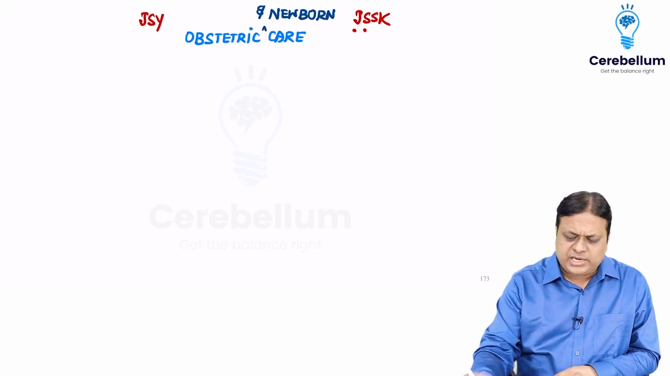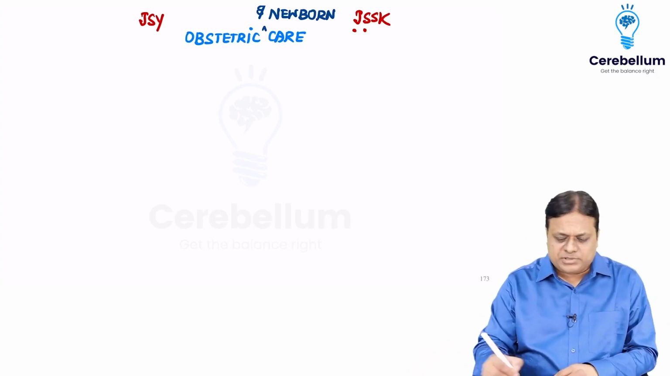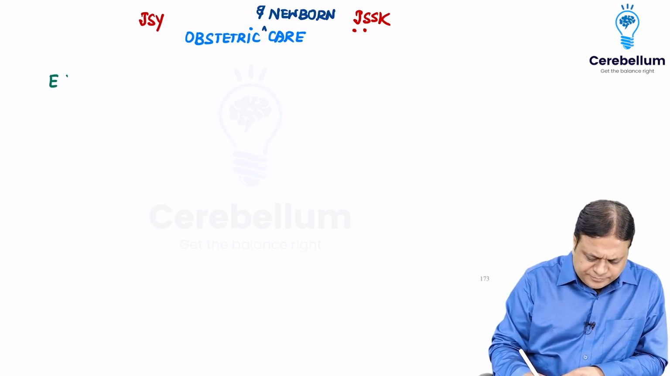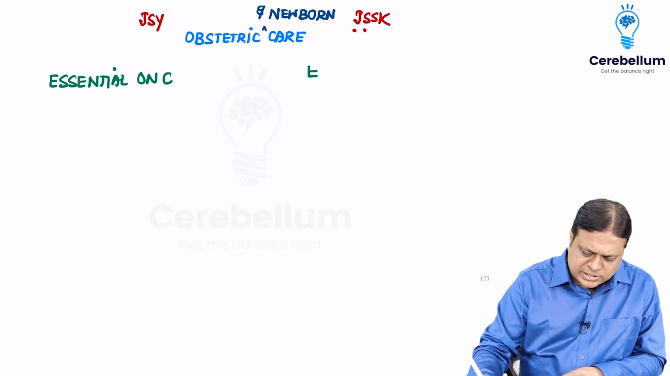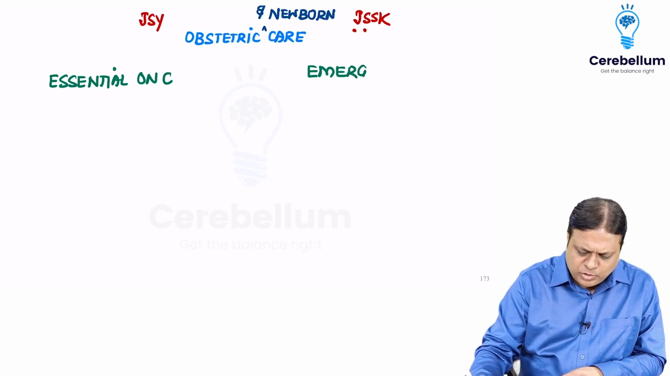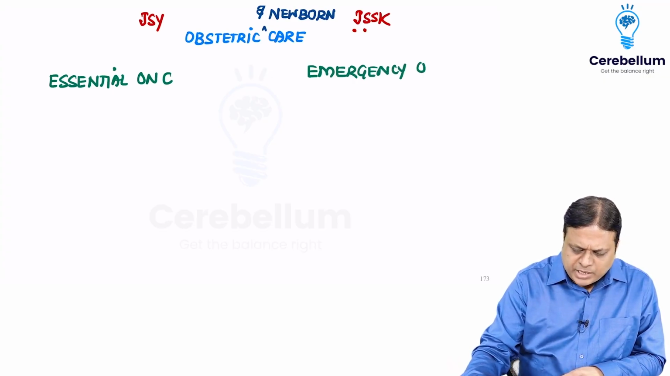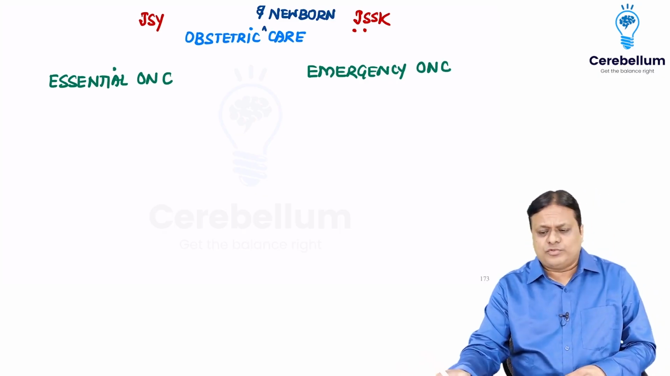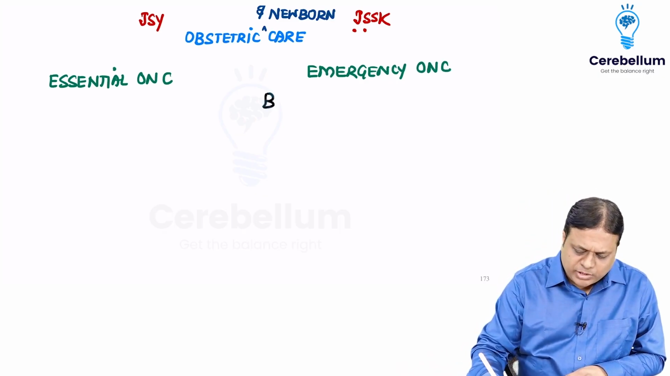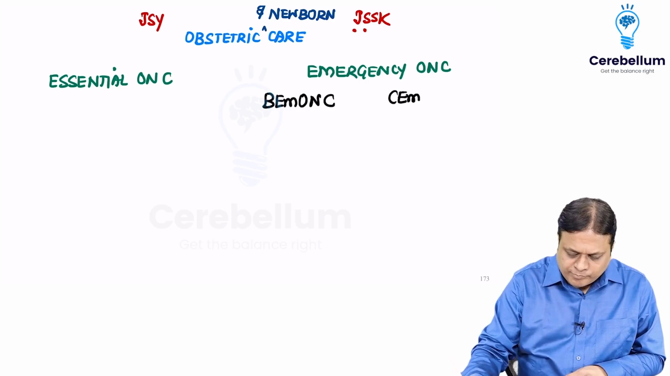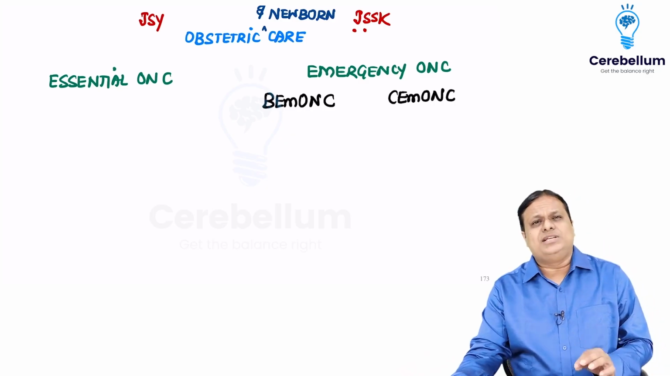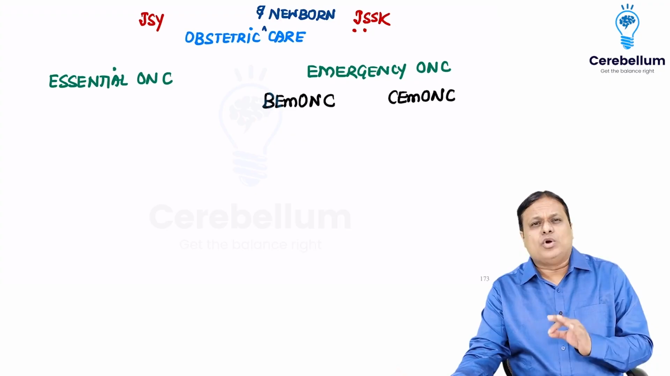Now this obstetric care is of two major types in our country. One is essential OBS and newborn care. Second is emergency OBS and newborn care. Emergency OBS and newborn care is of further two types, BMONC, CMONC. BMONC is basic emergency obstetric and newborn care. CMONC is comprehensive emergency obstetric and newborn care.